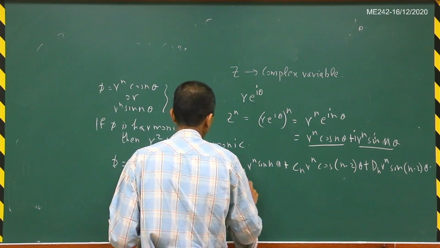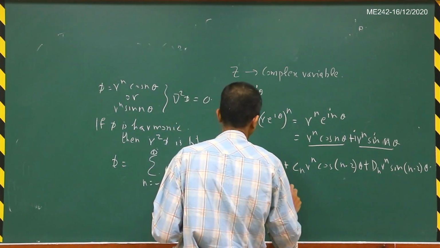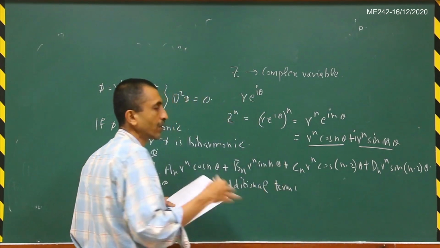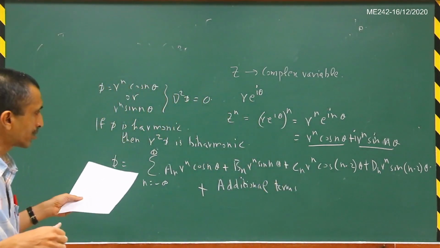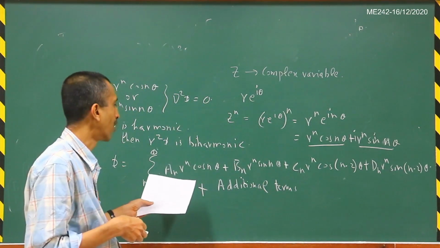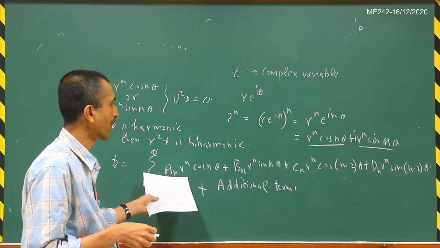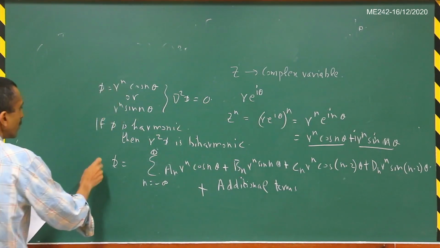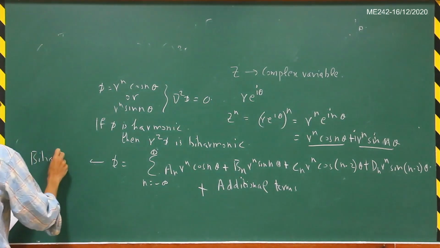I am not going into all the details of the additional terms. As I said, I will not expect you to find this Airy stress function from scratch, but this is just to give you an idea about how to derive the general form of the Airy stress function, which is biharmonic. So this phi will be a biharmonic function.